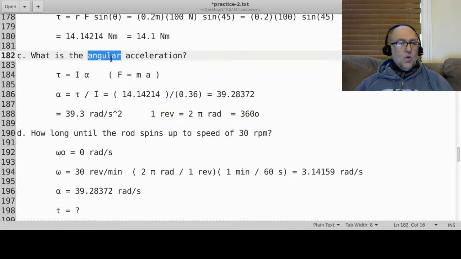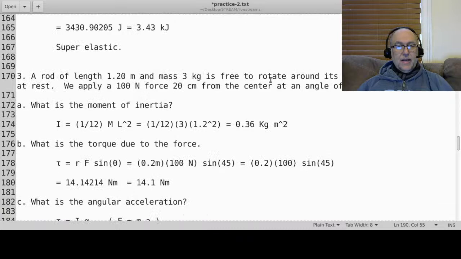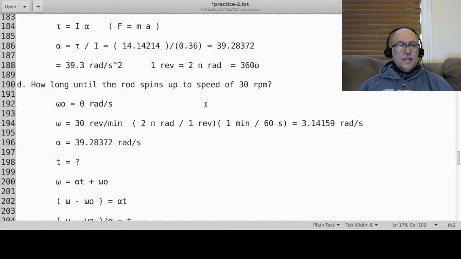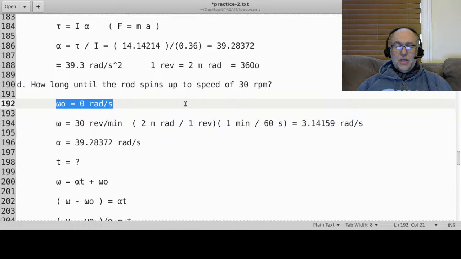All right, next thing. How long does it take the rod to spin up to a speed of 30 RPM? So it starts at rest. I said that up here. Or did I? Yeah, I did. Initially at rest, okay? It starts at rest and it spins up to a speed of 30 revolutions per minute. How long does it take? Okay, so let's write down what we know. We know that the initial angular velocity is 0 radians per second, okay?